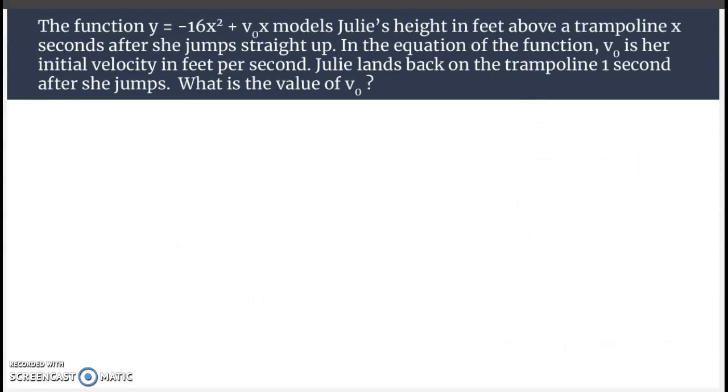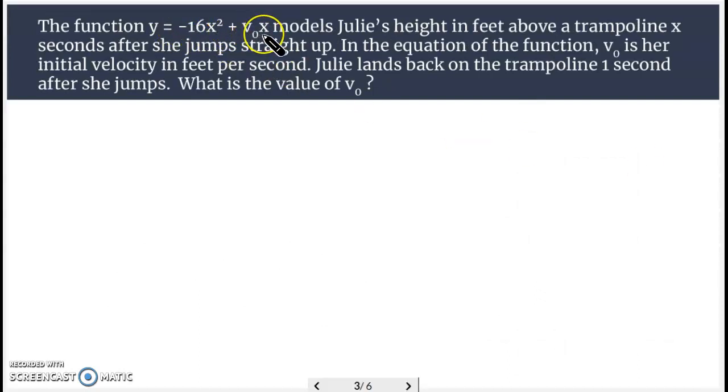Alright, let's look at this one. The function y equals negative 16x squared plus v sub 0 x models Julie's height in feet above a trampoline x seconds after she jumps straight up. In the equation of the function, v sub 0 is her initial velocity in feet per second. Julie lands back on the trampoline 1 second after she jumps. What's the value of v sub 0?